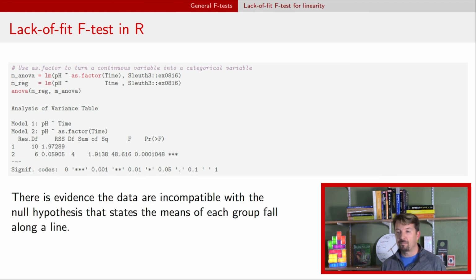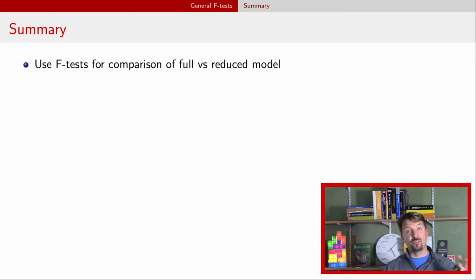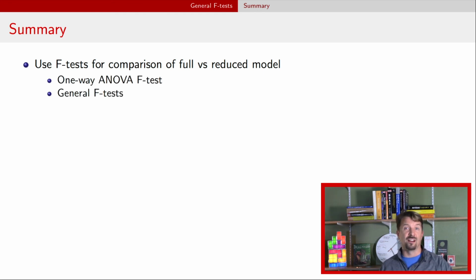So as a summary of these last 2 videos about ANOVA and these general f-tests, you can use this general f-test idea to compare full versus reduced models. They need to be nested. That is, the reduced model needs to be a special case of the full model. We showed in the previous video doing this for a one-way ANOVA f-test. In this video, we talked about a couple of different things, but we did the general construction of f-tests, and we did a lack of fit f-test for linearity.